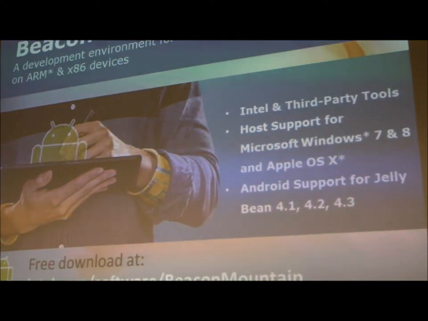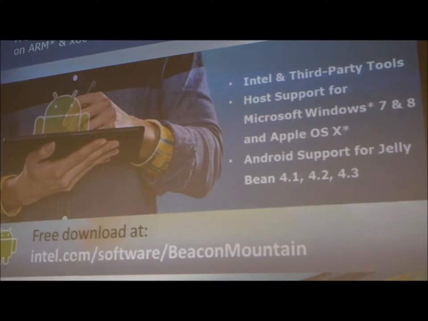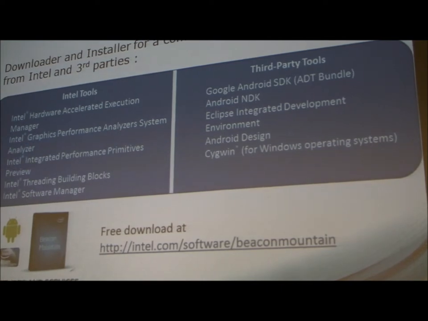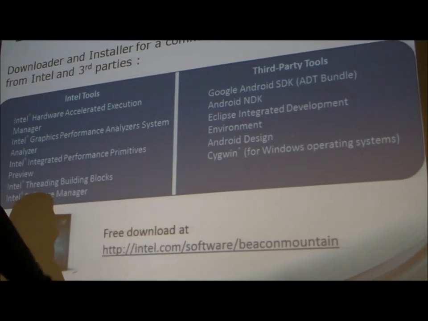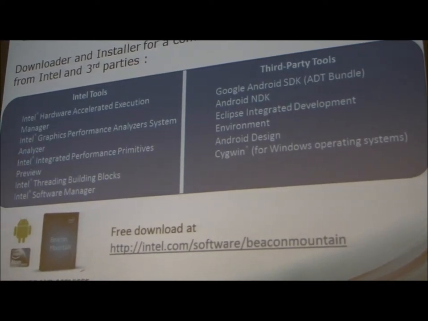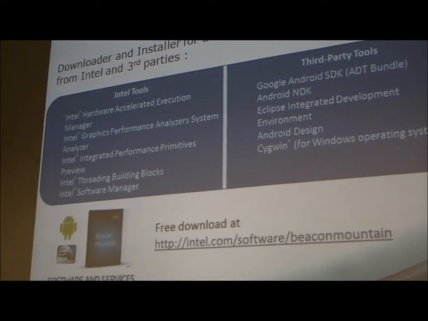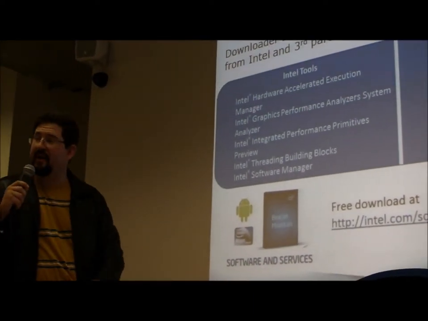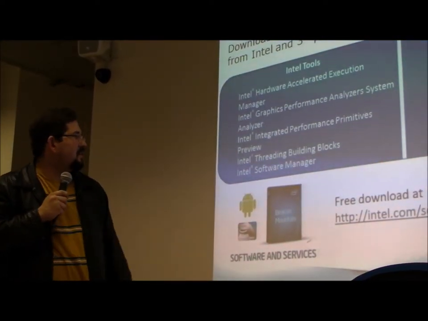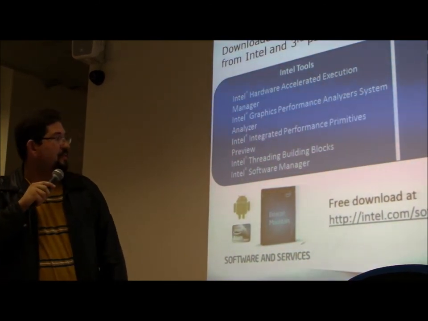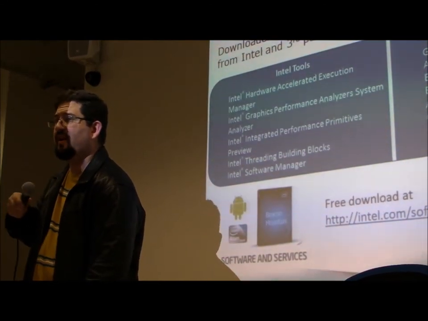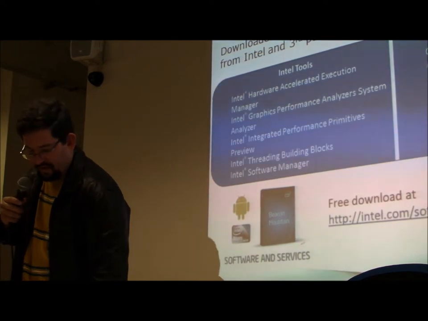Beacon Mountain is an installation manager that will download the Google Android SDK, the Android NDK, and the various tools associated with that tool chain. In addition, it will download the Hardware Acceleration Manager, the Graphics Performance Analyzer, which is an Intel tool that will give you system metrics on a lot of your applications. I'll talk about that probably after lunch. It also downloads several Intel libraries, including Threading Building Blocks and the Integrated Performance Primitives. It keeps all of these tools up to date, so you don't have to manually update them, which can be a pain.